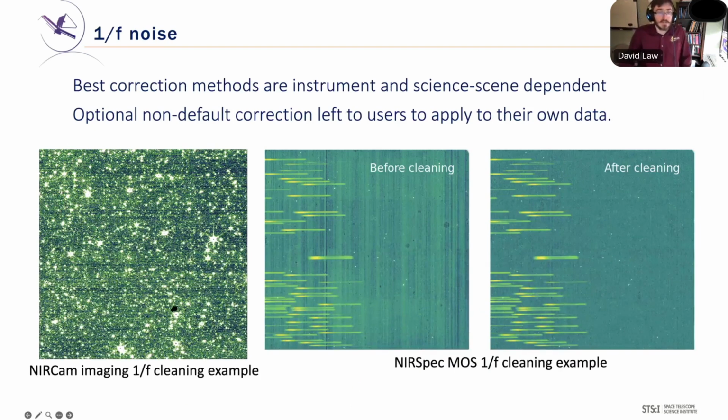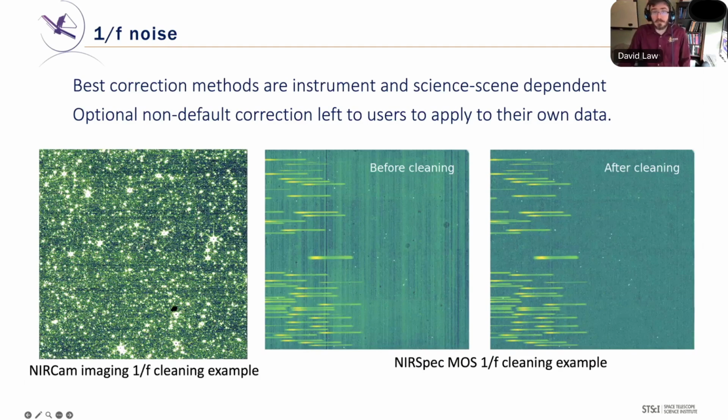Here's a couple of science cases. There's a NIRCam imaging case in a very rich star field here to the left, which in this case is blinking back and forth between the regular data and the 1/f cleaned data. So you can see how you get this striping pattern in the original data and how it largely goes away in the destriped data.